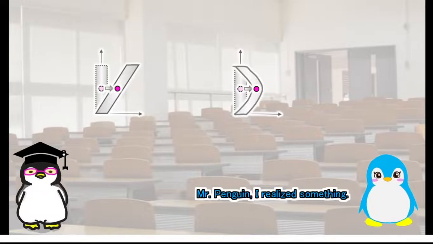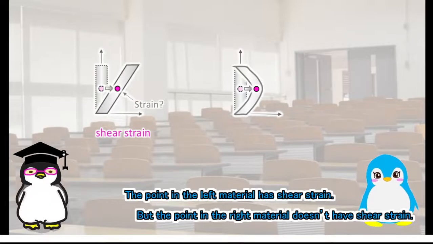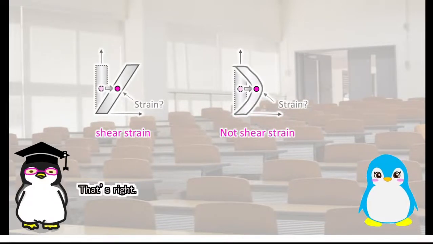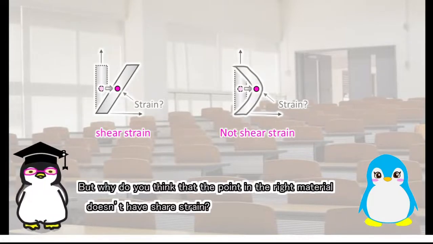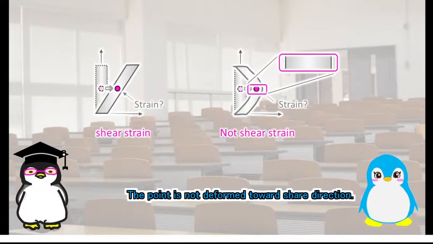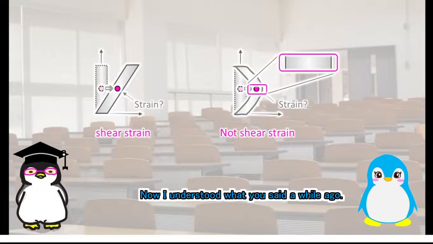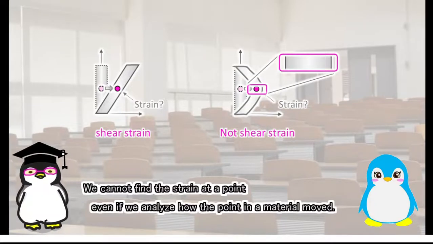Mr. Penguin, I realized something. The point in the left material has shear strain. But the point in the right material doesn't have shear strain. That's right. But why do you think that the point in the right material doesn't have shear strain? It's because the shape of this cylinder has kept its original shape. The point is not deformed toward shear direction. Now I understood what you said a while ago. Yet, we cannot find the strain at a point, even if we analyze how the point in a material moved.